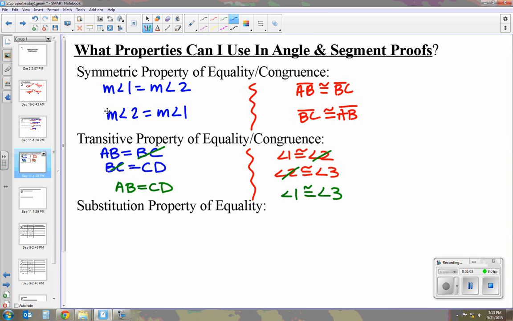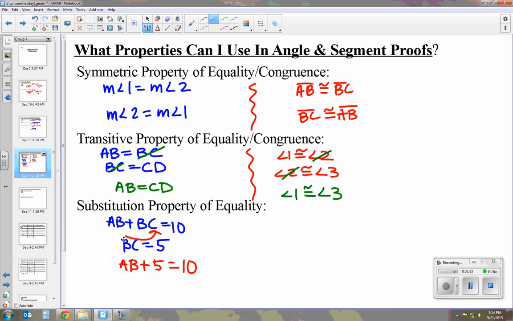Now this last one on here is the substitution property of equality, and this is only used for equality, and this is where we plug something in for something else. So what if we have AB plus BC equals 10, and then I say that BC is equal to 5? Well, I can plug in or substitute BC for 5, and I can rewrite my statement as AB plus 5 equals 10, and that's substitution.